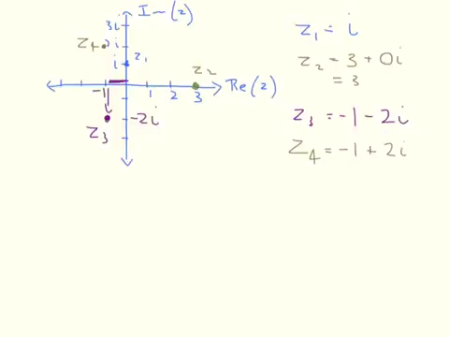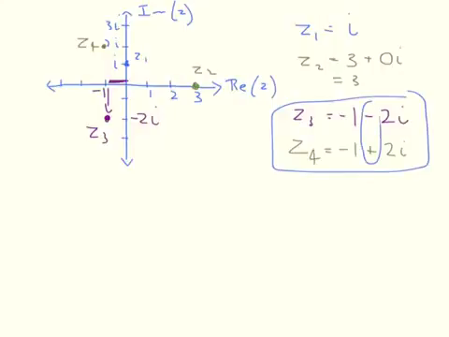So you'll notice that Z3 and Z4 are almost the same except for this sign here. That's the only thing that's different, so that means they are complex conjugates. And complex conjugates, if one is Z, the other one is Z bar, are actually reflected in the real axis.